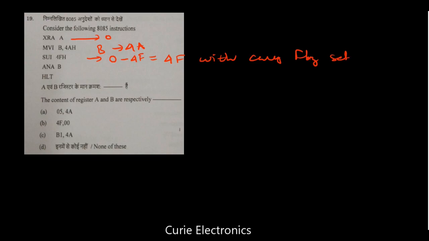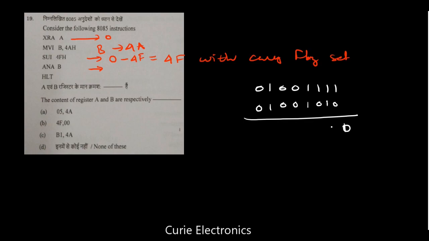With the carry flag set, then again what are we doing? We are doing the ANA, that is the AND operation with B. So this 4F has to be stored in the accumulator. With 4F and B, we are doing the AND operation. 4F means 0 1 0 0 1 1 1 1. And B has 4A, that is 0 1 0 0 1 0 1 0. So this result has to be stored in the accumulator. So it comes 0 1 0 0 1 0 1 0. So this is 4A. Once we do the AND operation, we are getting 4A.